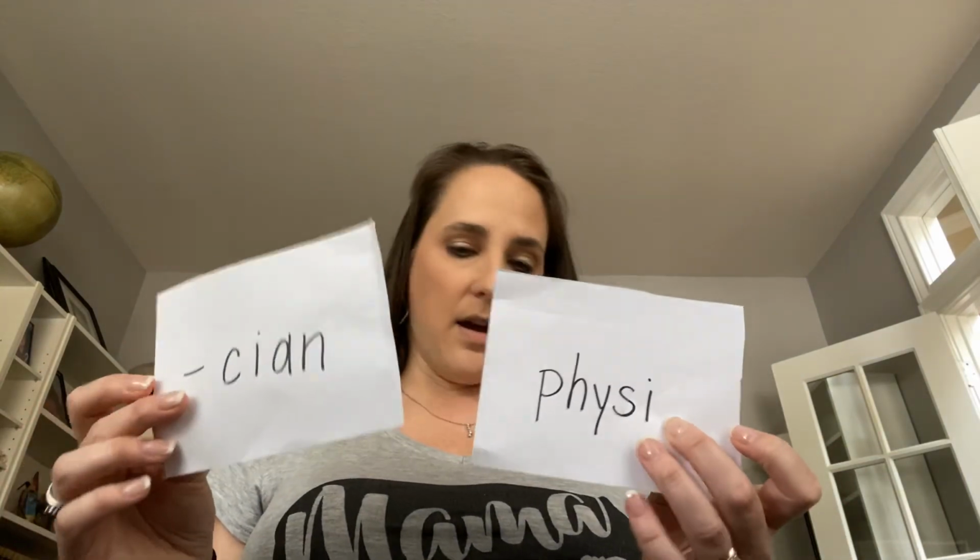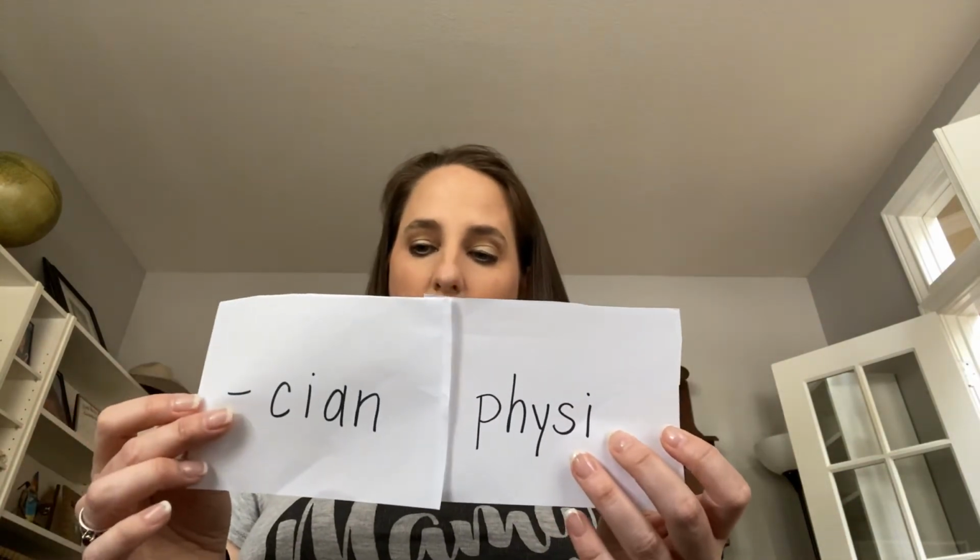And then your last word is physician. A physician is like a doctor. So when you're sick, you go see a physician. It's just another word for doctor. And so you would do the same thing. So here, it's supposed to be physician. So you would add the CIAN to physi to make it physician. Okay, so those are your spelling words.